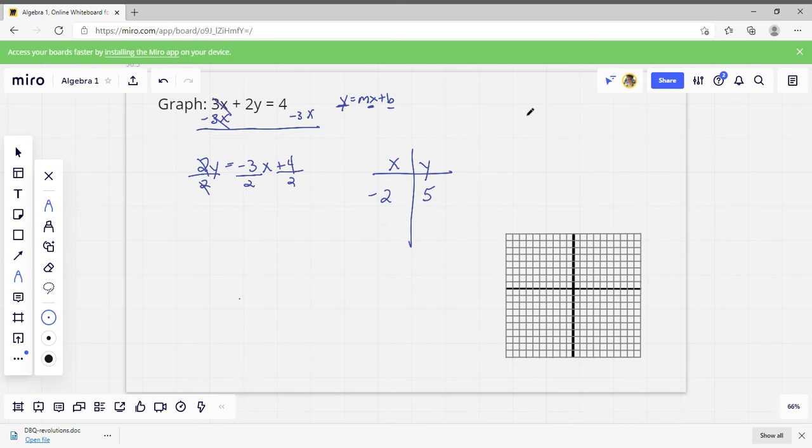Let's try 0. Oh, whoops, I erased my problem there. We had y equals negative 3 over 2 x plus 2. There we go. Okay, so if x is 0, I'm going to say y equals negative 3 over 2 times x, which I'm saying is 0, plus 2. All that would make 0, plus 2 would be 2.